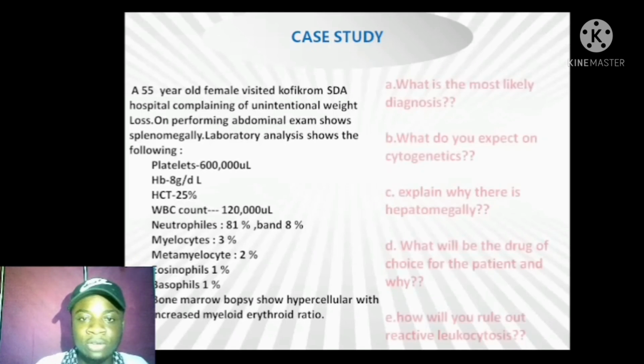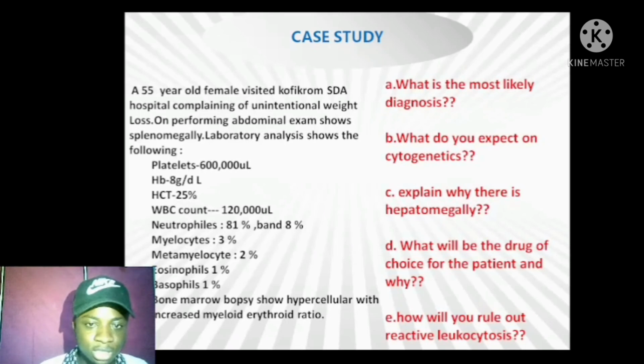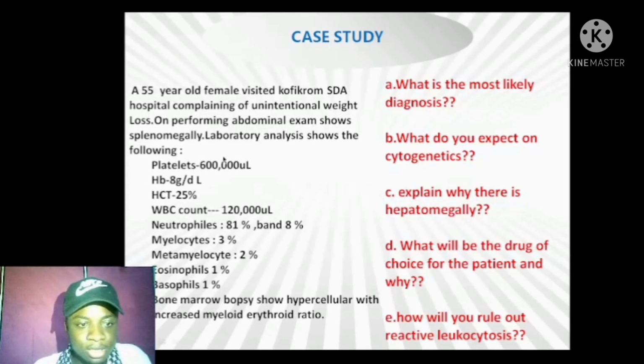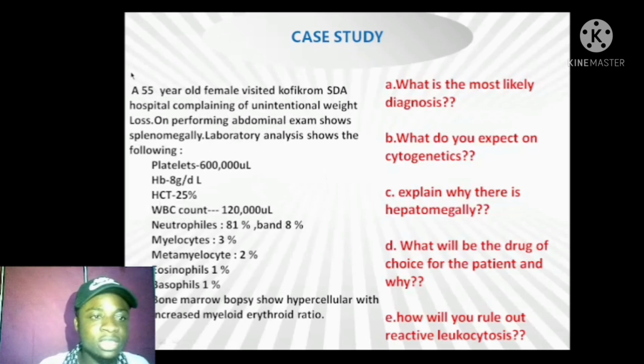So the first question is, what is the most likely diagnosis? A 55-year-old female complaining of unintentional weight loss, with splenomegaly. You can base your diagnosis on the platelets and the splenomegaly, but what will help you diagnose this is the presence of myelocytes and metamyelocytes together with the increased WBC count. Also look at the age of the patient, a 55-year-old female, an adult. So I will go for chronic myeloid leukemia.